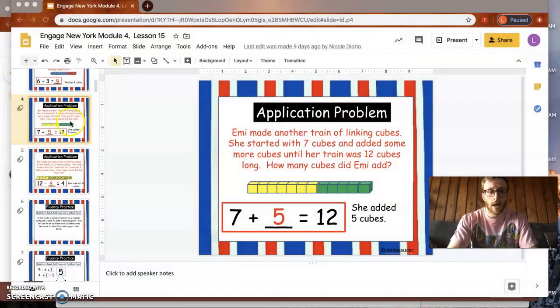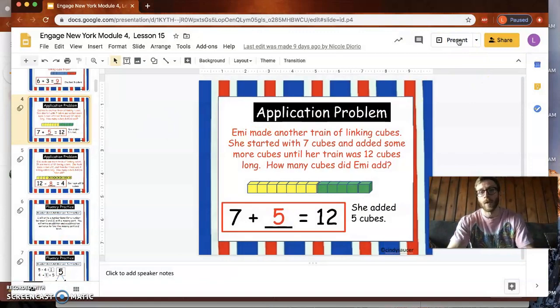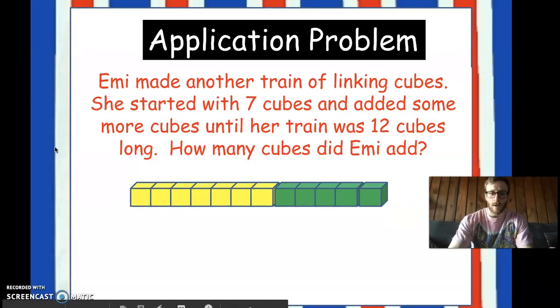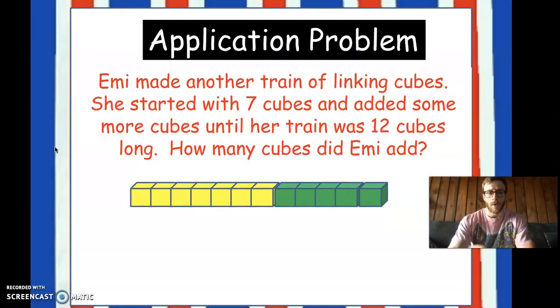We're going to warm up with an application problem, and then we are going to jump right into the lesson. So, our first problem. I'm going to read it, and then I'm going to give you guys some time to come up with the number sentence for this problem, and during that I'm going to read it again just in case you forget some of the numbers, so don't worry about that. Alright? This says, Emmy made another train of linking cubes. She started with 7 cubes and added some more cubes until her train was 12 cubes long. How many cubes did Emmy add?